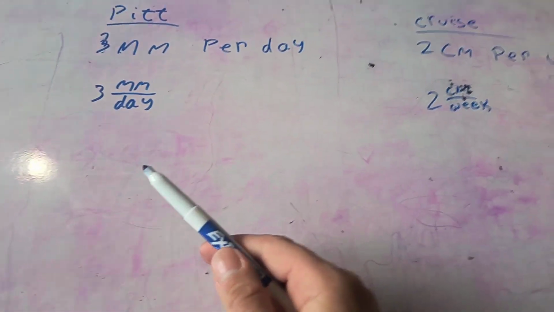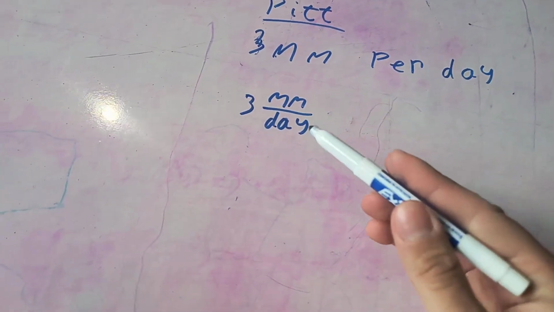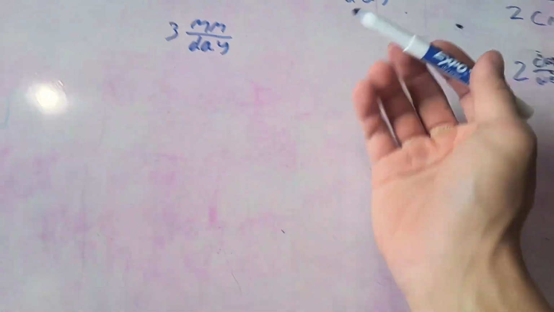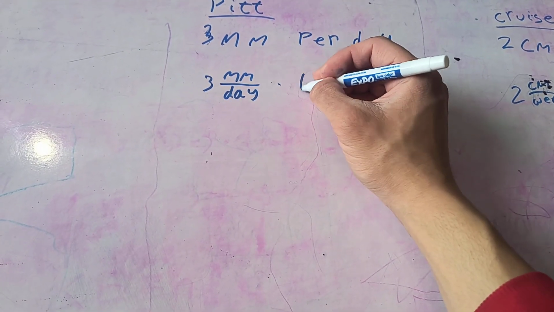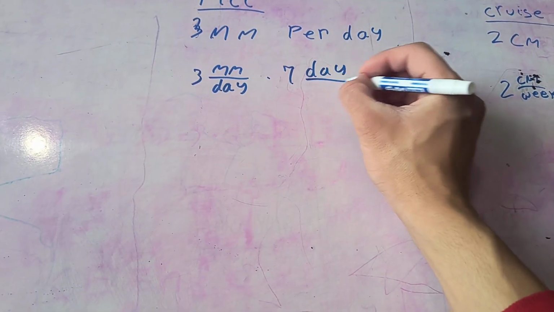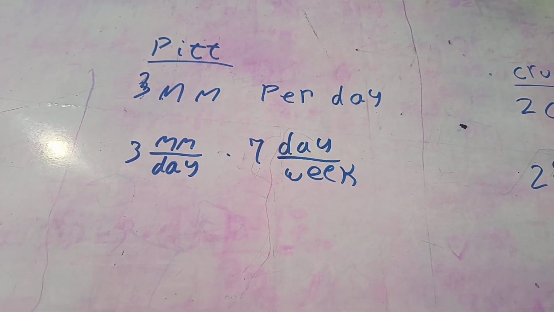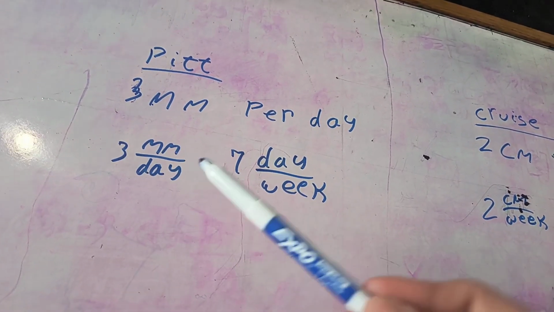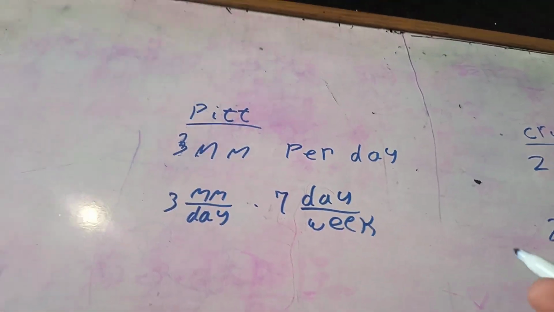Let's choose Pitt. We're going to convert Pitt to centimeters per week. The way we're going to do that, well, we've got millimeters over day here, and we're going to get rid of this day to get it to week. And a week is just 7 days. So what we can do is just multiply this by 7 days, 7 days in a week. Because if it's been growing by 3 millimeters a day, we just have to multiply that by the number of days in a week, and we'll get the total growth that it's had within a week.